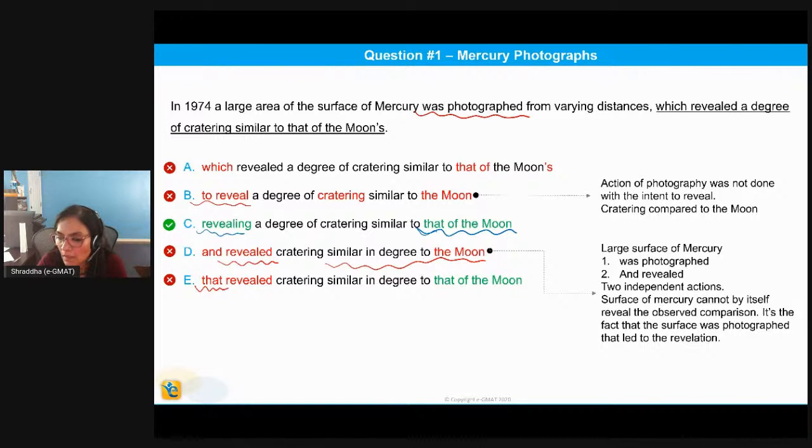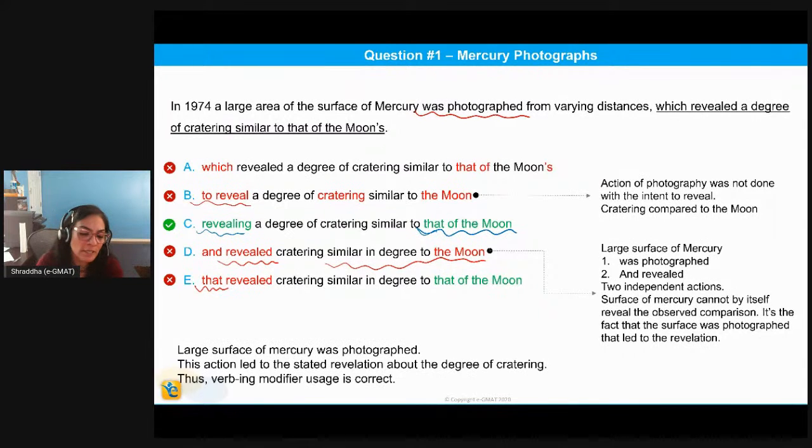All right. So with this, let's move. Here again, we have discussed this already. A large surface of Mercury was photographed, and as a result of the surface being photographed, we could figure out about the cratering on the surface of Mercury.